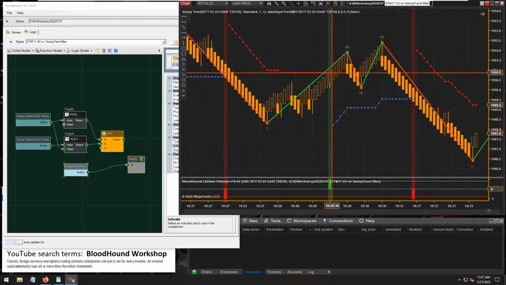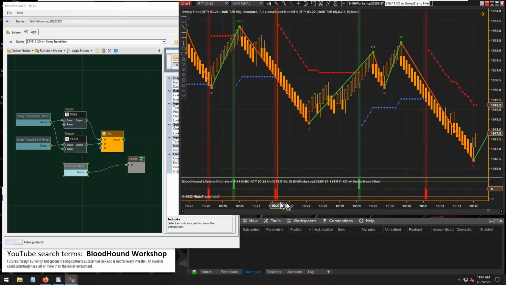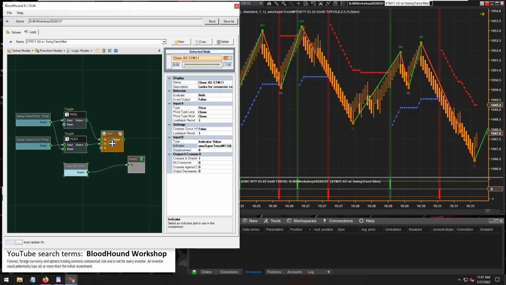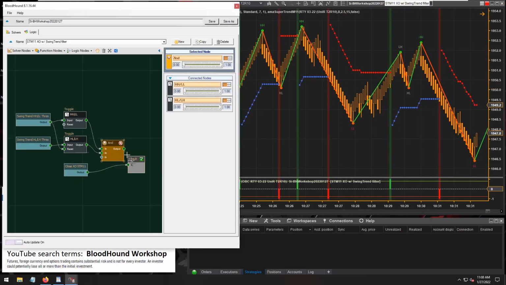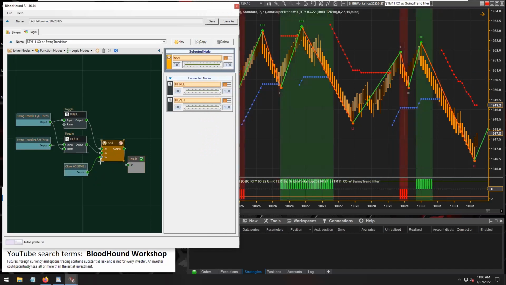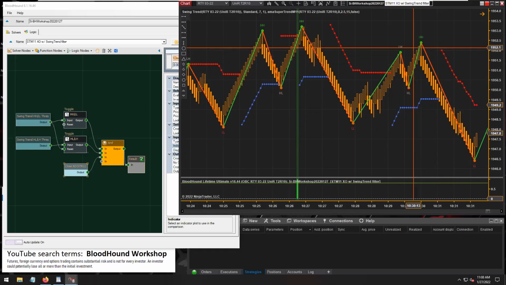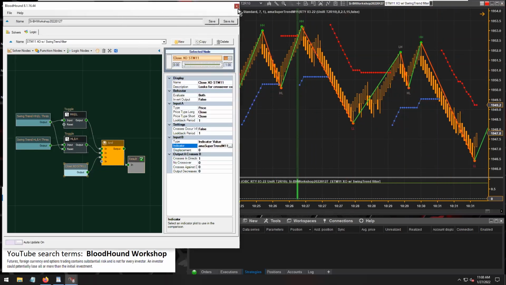And here we go. Price crosses above the super trend line, we get a long. Price crosses below the super trend, we get a short. So we got all these crossover points marked using the crossover solver. So next, connect that in and connect that in. And there we go.